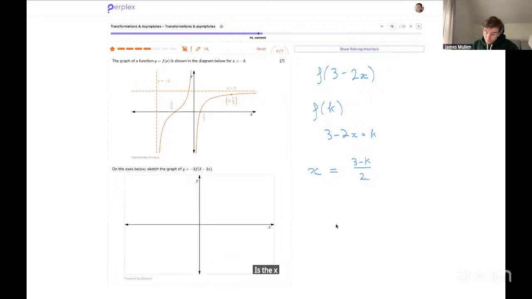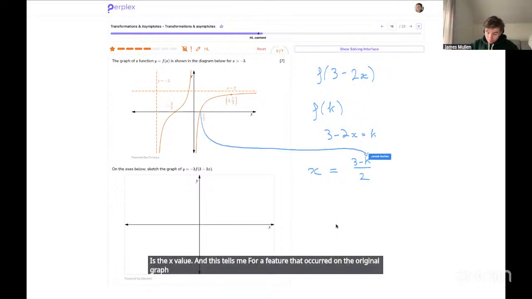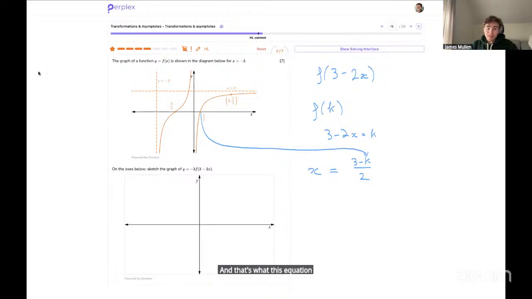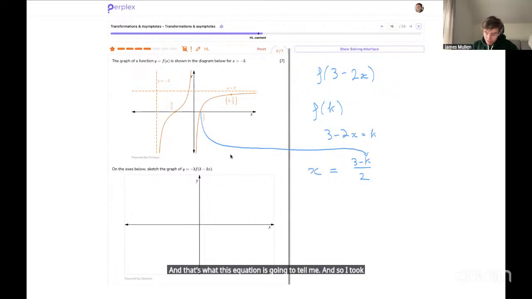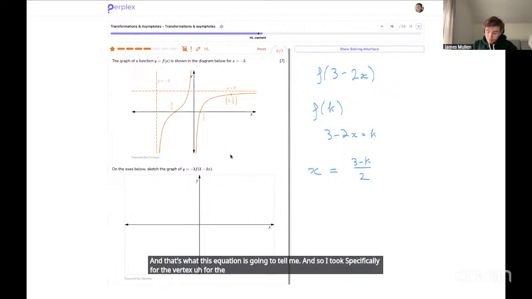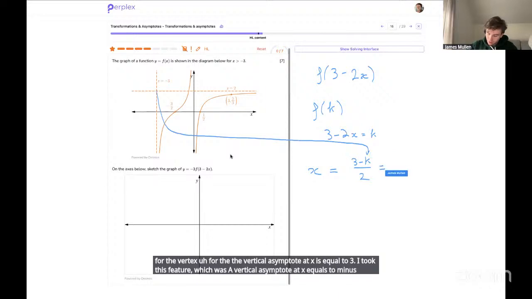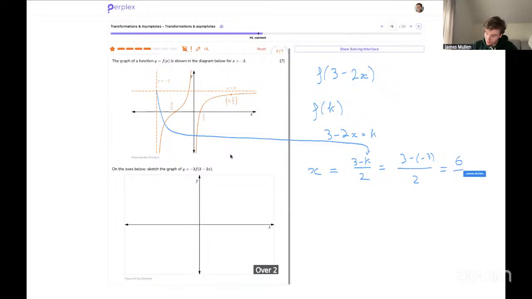And this tells me, for a feature that occurred on the original graph at k, where will that feature occur on my new graph in terms of x? And that's what this equation is going to tell me. And so I took, specifically for the vertical asymptote at x is equal to 3, this feature, which was a vertical asymptote at k equals -3. So I did 3 minus -3 over 2, is 6 over 2, and that's 3. That's how I did that. Okay, we will continue now.